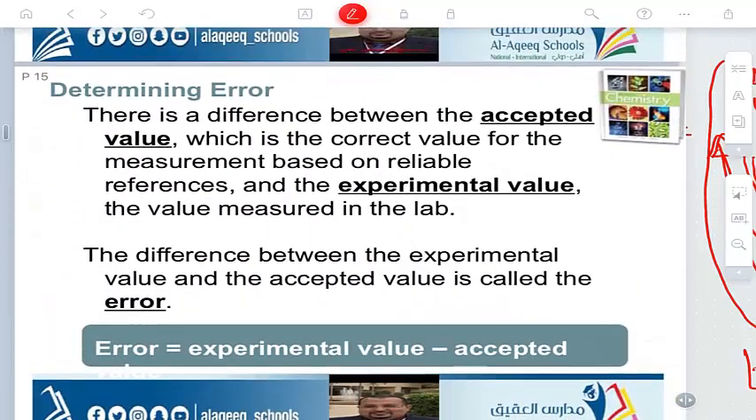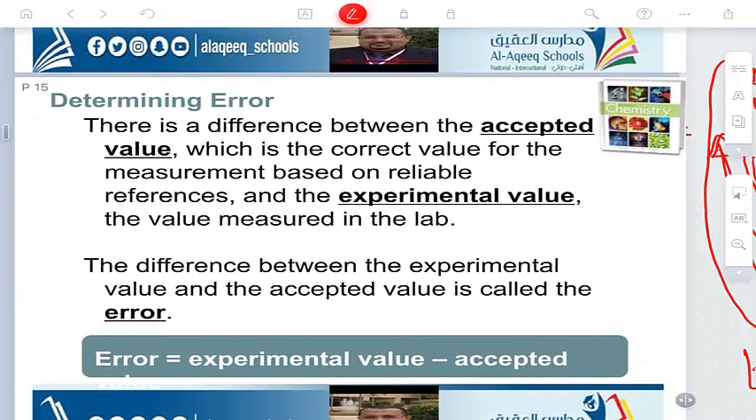How? You have something called accepted value, which is the correct value, and you have something called experimental value that you measured in the experiment. If you want to measure the error, just make the subtraction between the experimental value and the accepted one.